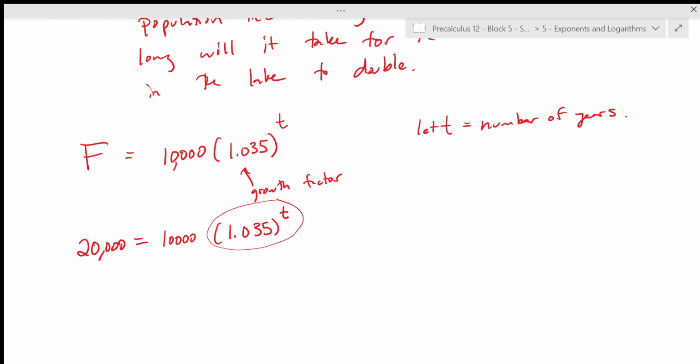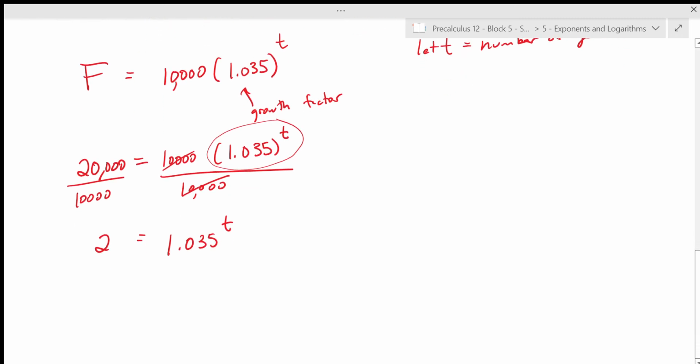So what we're actually going to do is just get rid of the coefficient. It's the easiest way to deal with this. And we get 2 equals 1.035 to the power of t. So when you take the log of both sides, you don't really want there to be a coefficient unless you're ready to split those up, and then you're going to have more decimal numbers that you have to deal with.